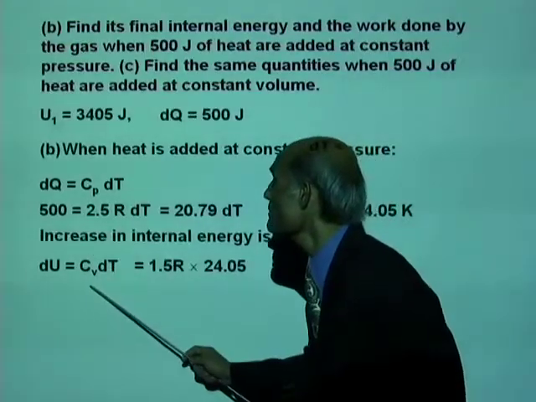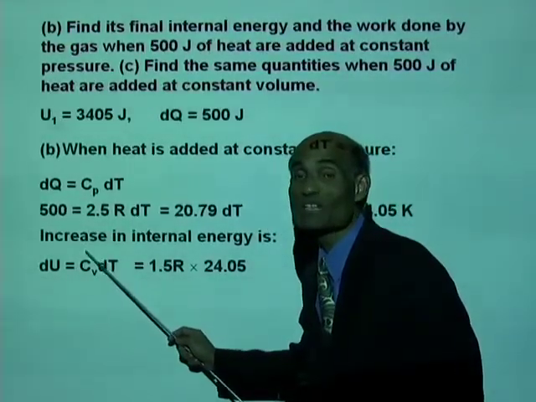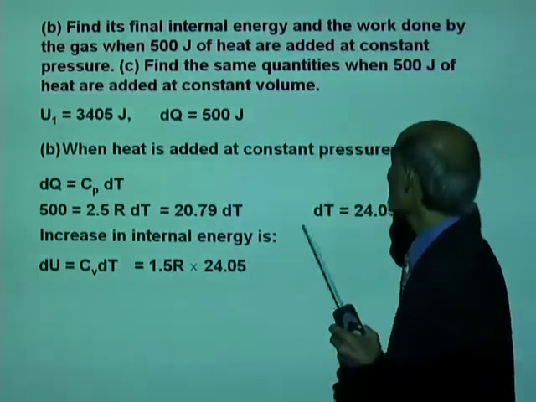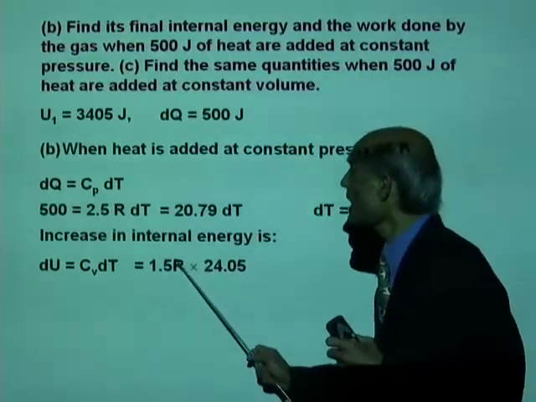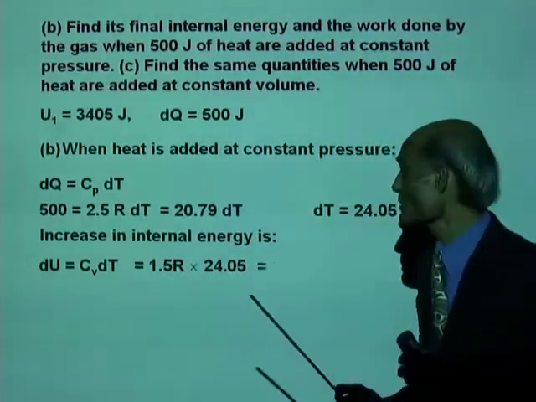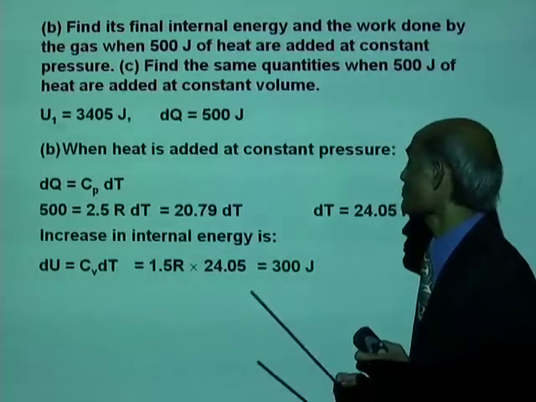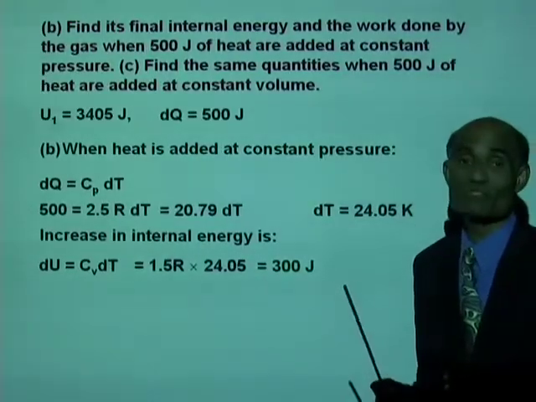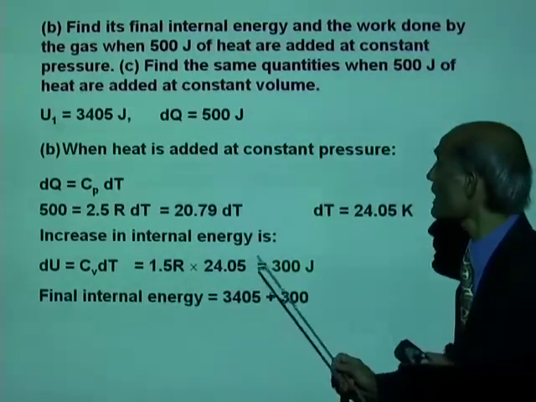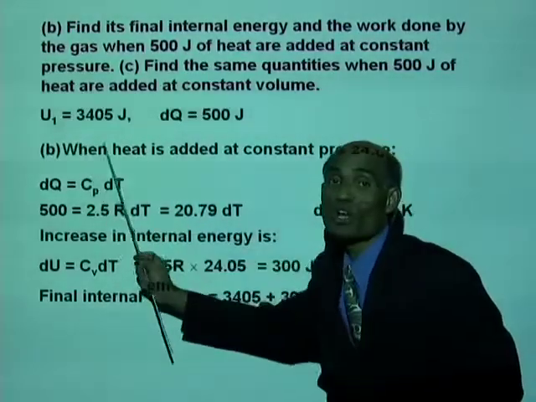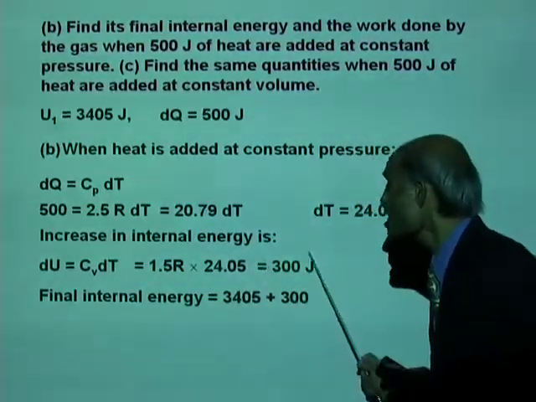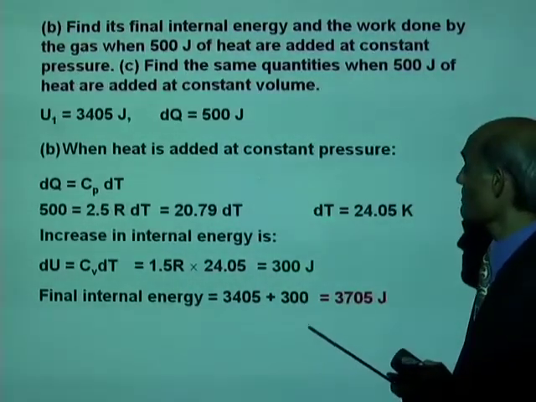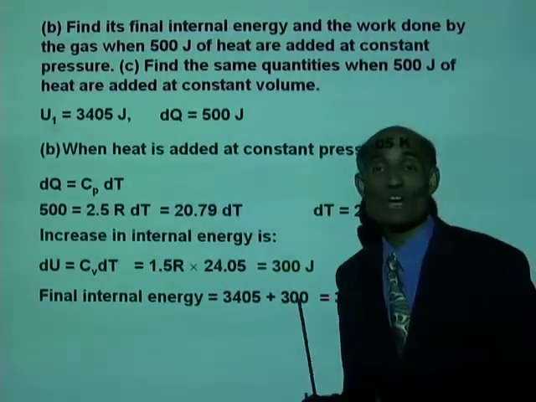Now the increase in internal energy is dU equal to Cv dT. And Cv for a monoatomic gas is 3/2 R multiplied by dT, which is 24.05, and using R equal to 8.314, we have that as 300 joules. The increase in internal energy is 300 joules. So the final internal energy is original internal energy plus the change in internal energy, and that is 3,705 joules.